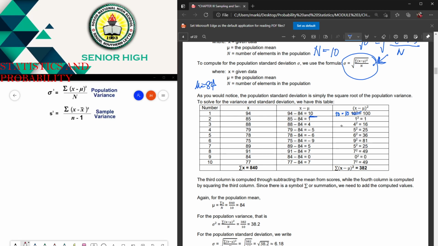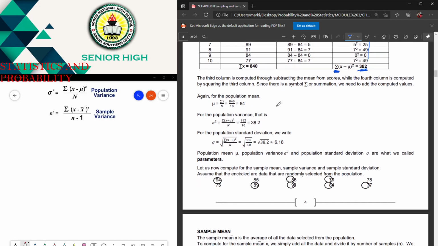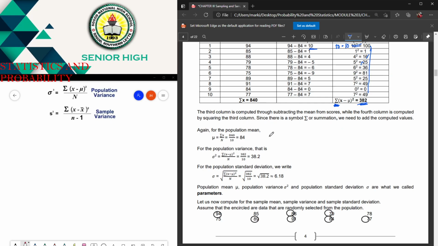Okay? 1 times 1, 4 times 4 is 16, 5 times 5 is 25. That's why. So, after that, because there's a summation again, you just add this total. So, we have 382. Then, the population variance using the formula here, you just substitute because you already have the summation, which is 382. Divide it by big N, which is 10. So, 38.2. Remember, that is the population variance.